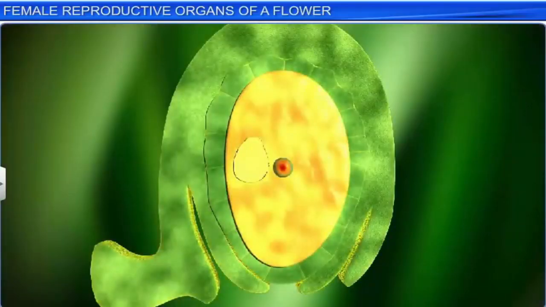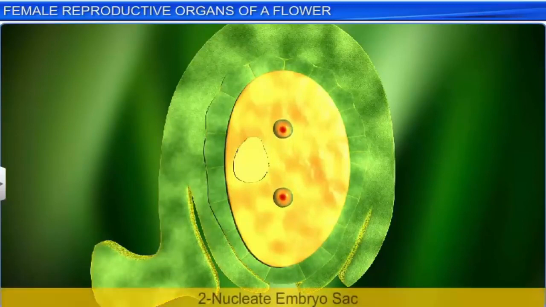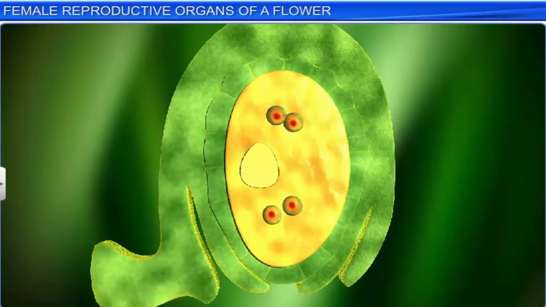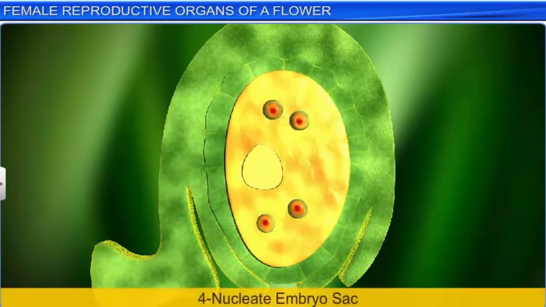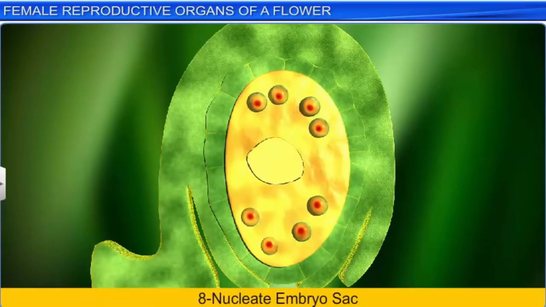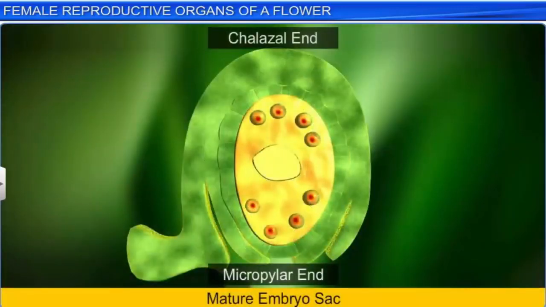While undergoing these mitotic divisions, the nucleus of the functional megaspore first divides to form 2 nuclei, which move to the 2 opposite ends of the embryo sac. This is the 2-nucleate stage of the embryo sac. The mitotic divisions continue and result in the formation of the 4-nucleate and later the 8-nucleate stages of the embryo sac. A mature embryo sac thus has 8 nuclei after 3 mitotic divisions, which are arranged in a group of 4 at each end of the embryo sac.